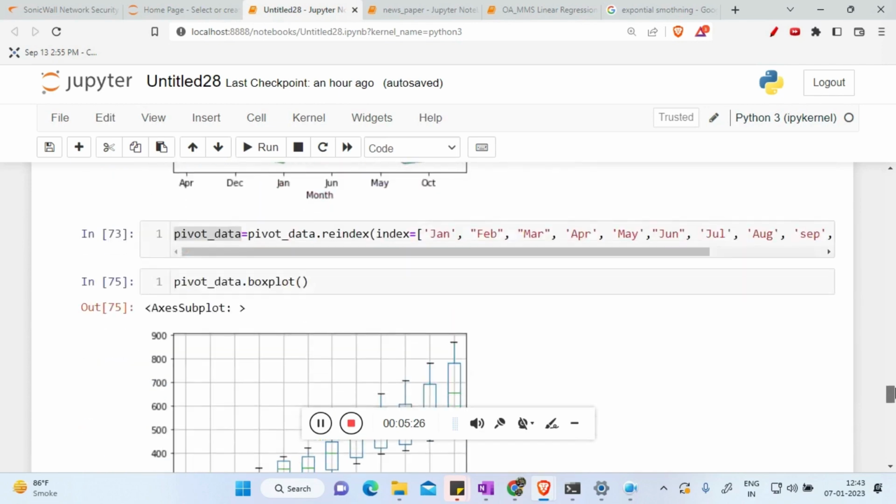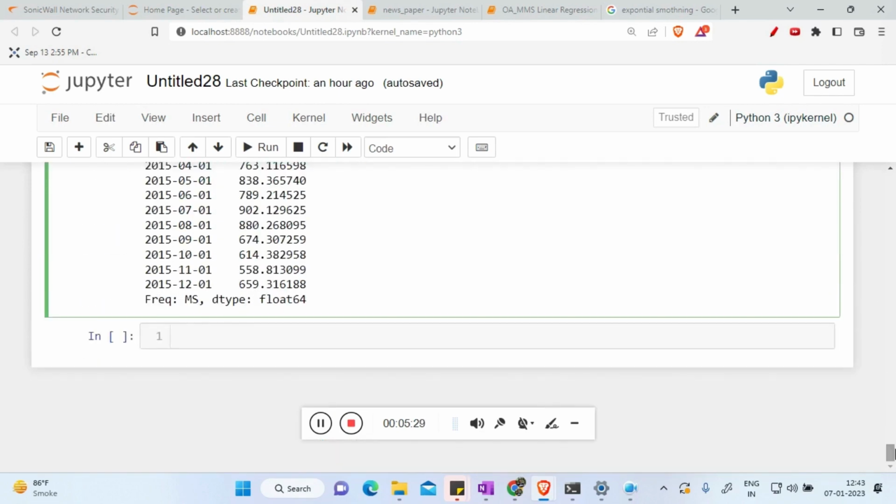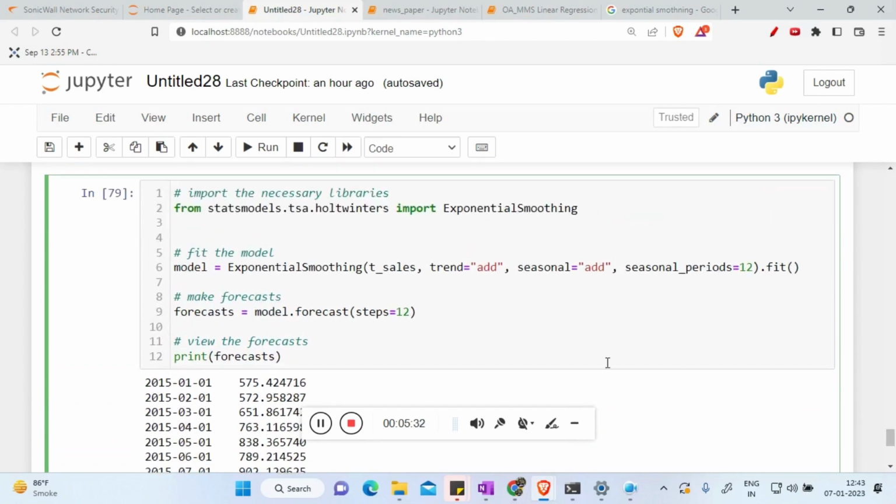Now here you can see how to do the prediction. Model ExponentialSmoothing on T sales, trend is equal to add, since I want to consider trend, as well as seasonal is equal to add, because I want to consider the seasonality that is present inside my data. When I decompose the data, I am able to identify that seasonality is present. The seasonal period is 1 year. Dot fit will fit your data. So now I pass the data inside this exponential smoothing model.